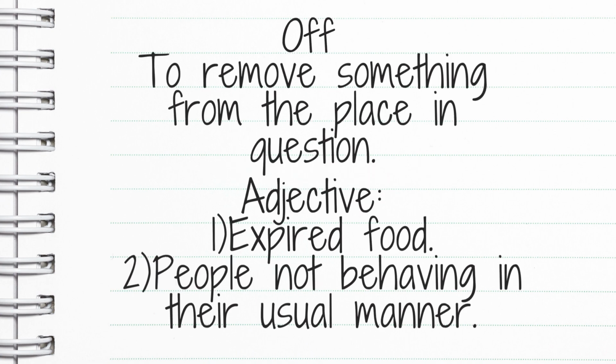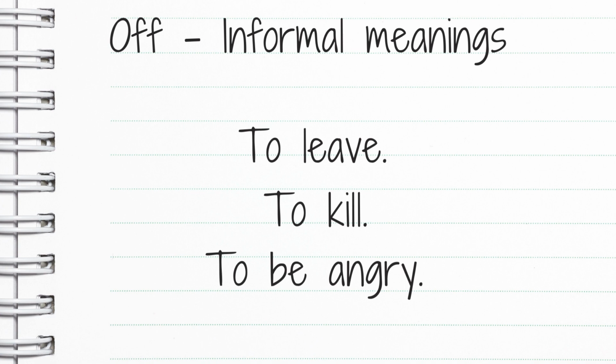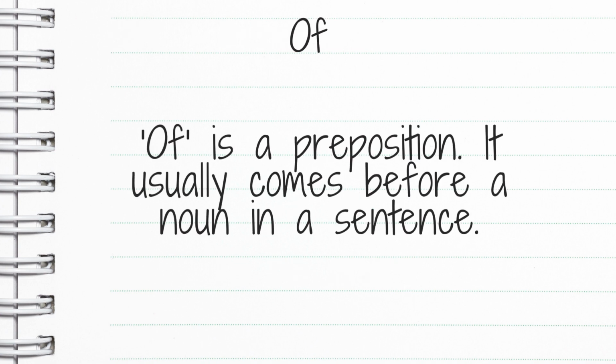And in summary, off means to remove something from the place in question. It can also be an adjective, meaning expired food, or people not behaving in their usual manner. And our informal meanings, again, were to leave, to kill, to be angry. And of is a preposition. It usually comes before a noun in a sentence. Think of it like a connecting word. And like I said, if you're trying to figure out which word goes in the sentence, just remember the word off. Remember its meaning and you should be fine.